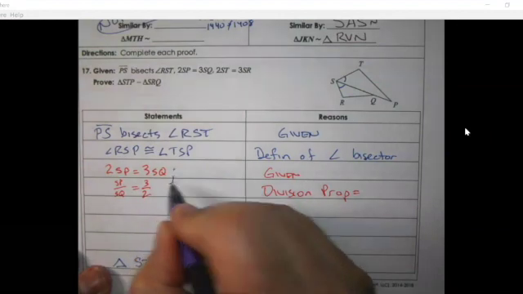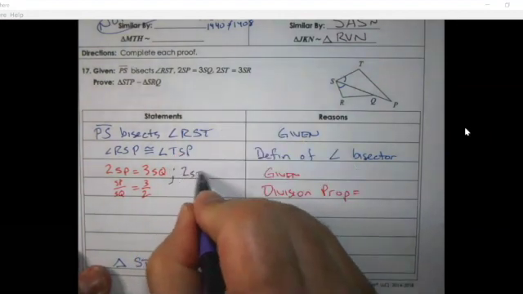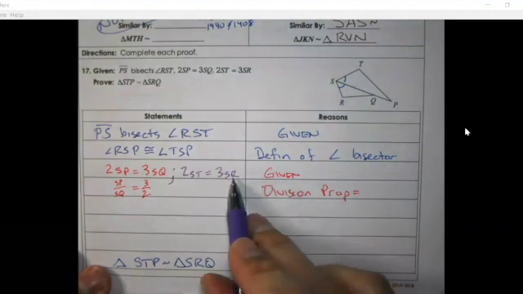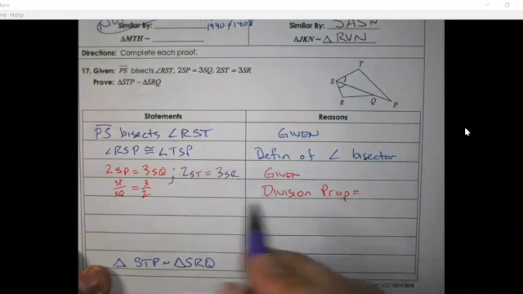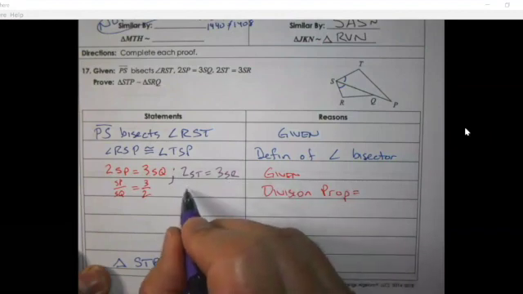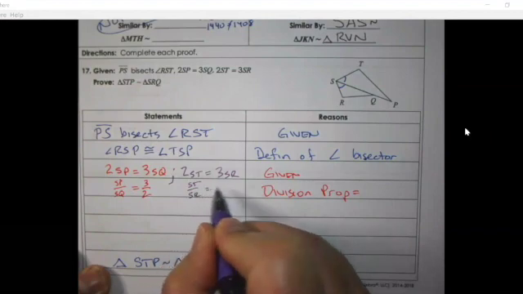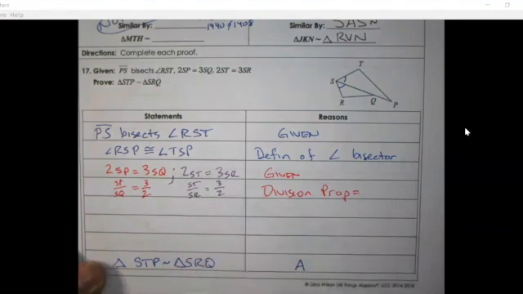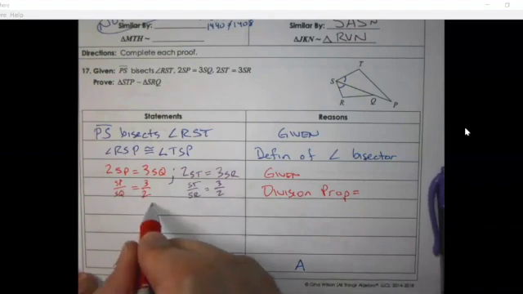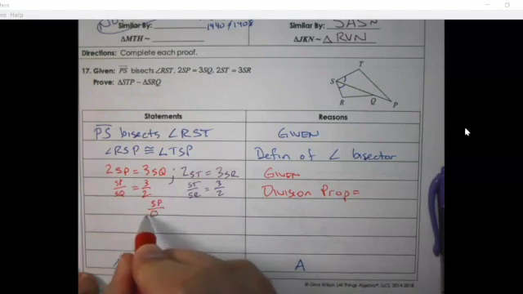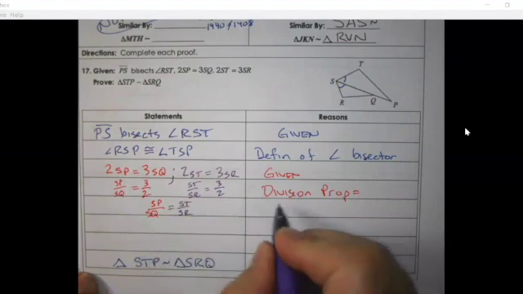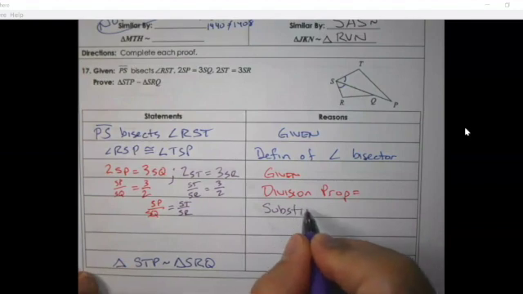Now, I'm actually going to put in the other given at the same time. 2ST equals 3SR, because it's still given, still the same reason, and I still want the division property. I'm going to divide both sides by 2SR. By doing that, this is going to become ST over SR equals 3 over 2. Now that I've got this equals 3 over 2, and this also equals 3 over 2, I can say that these two things are equal because they're both equal to 3 over 2. So that's the substitution property of equality.